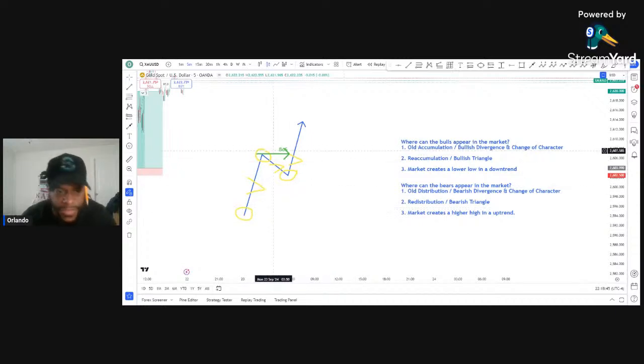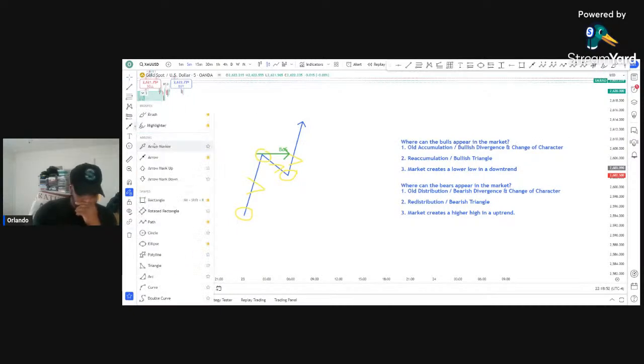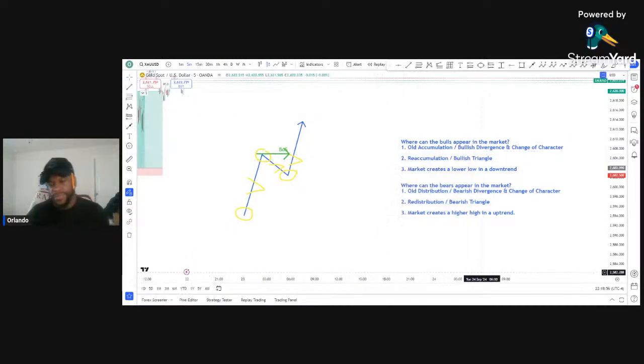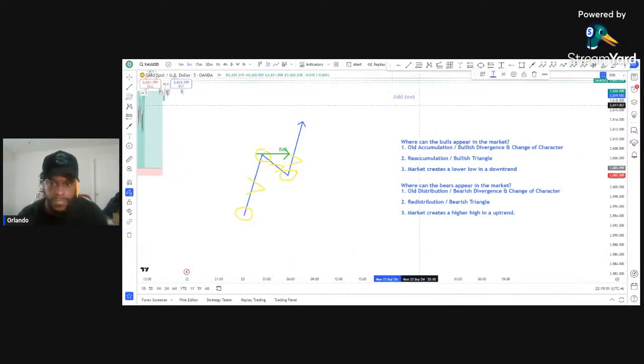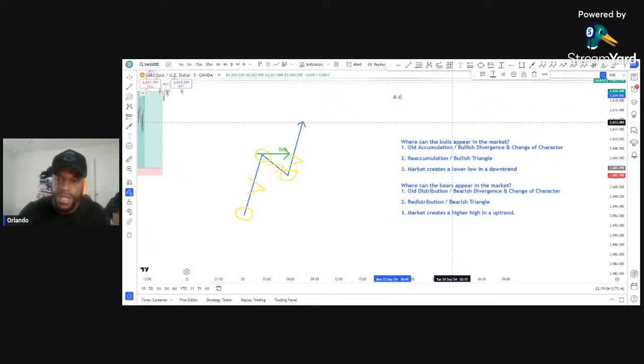Okay, so here's the deal. You now have a bullish break of structure, right? Now the sellers have to come in. Now here's the deal. What happens sometimes? Let's put it right here. A change of character does not determine a change of trend. A change of character does not determine a change of trend.